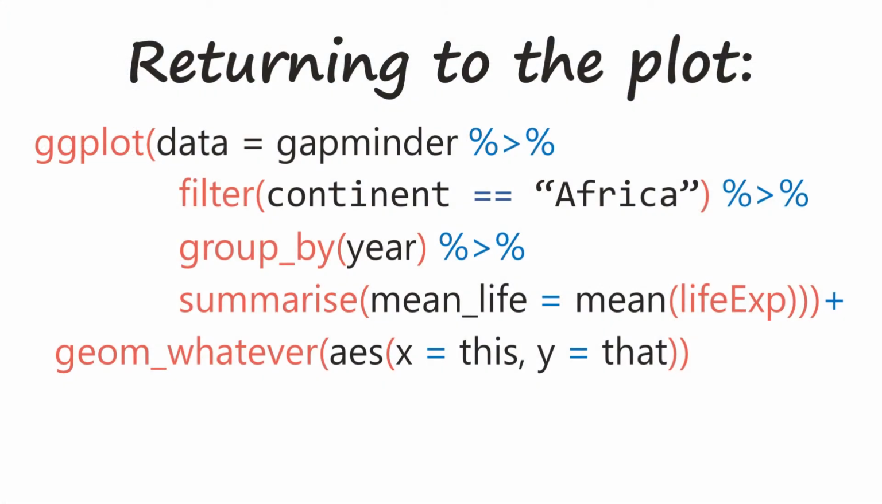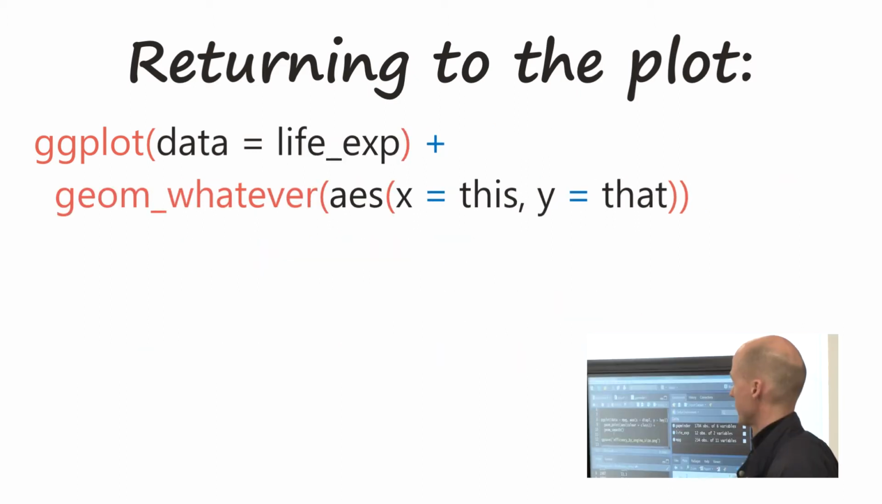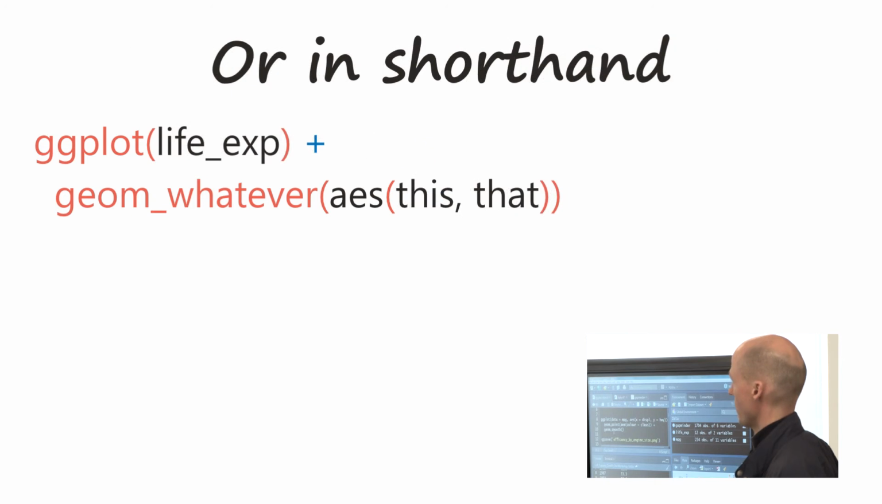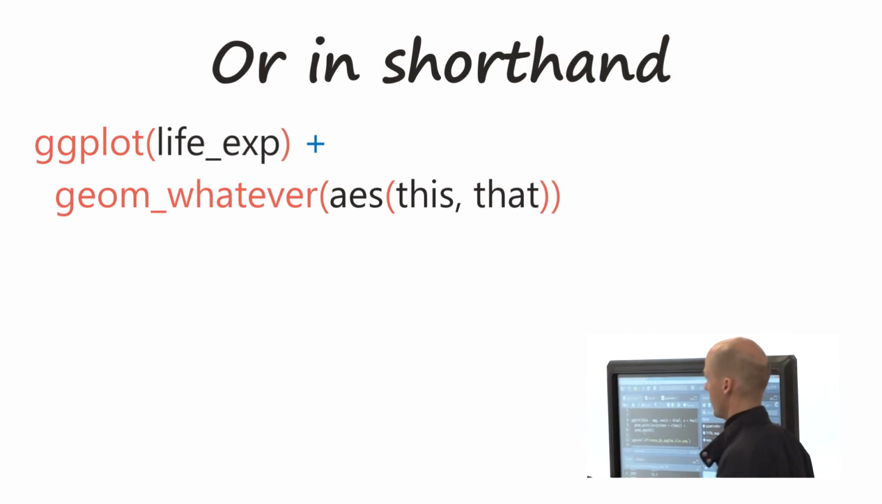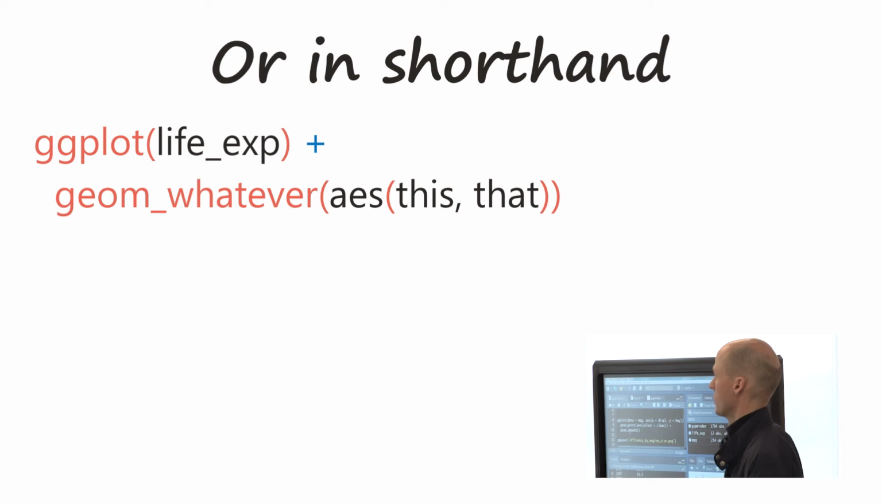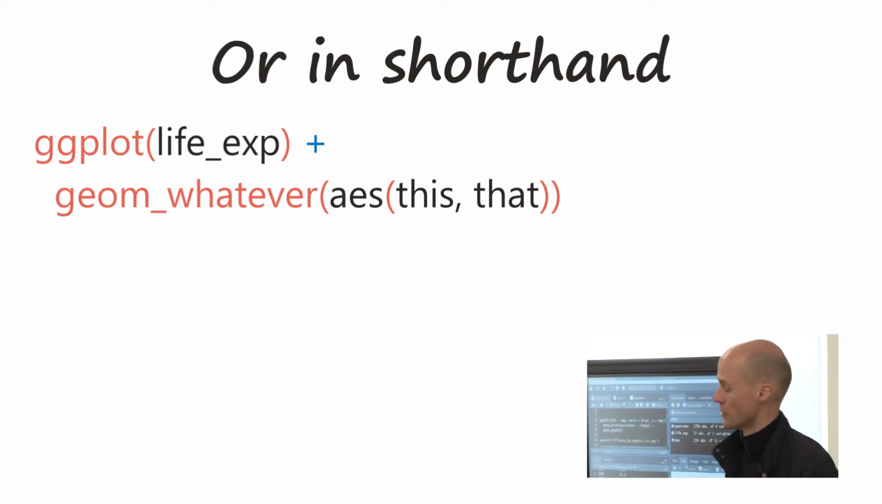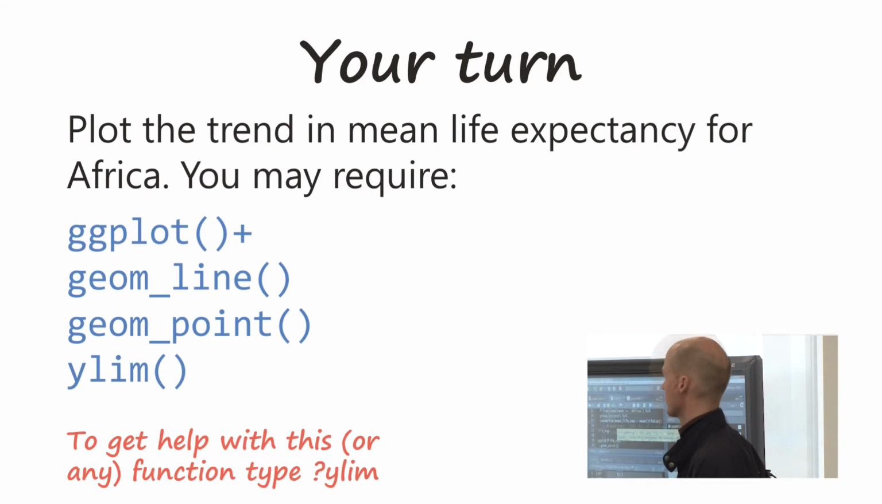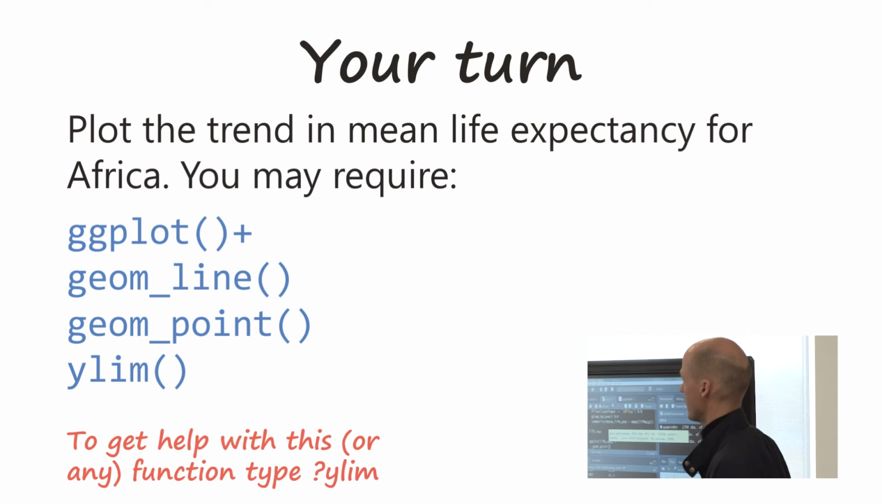So let's return to the plot. Before we had ggplot, and then we stuck the whole code in there in the data argument. Assigning this code to an object means that we can now replace this code with this code. And of course, we don't need to include the data equals within the ggplot function. We can just use shorthand and just type the name of the object. So your turn now is to plot the trend in mean life expectancy for Africa.